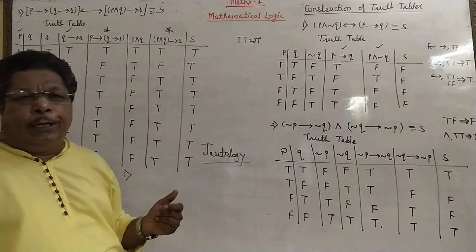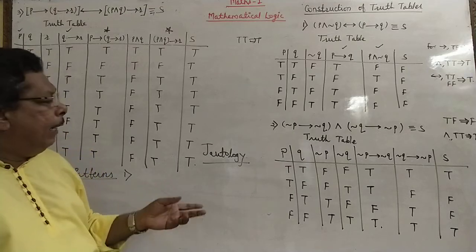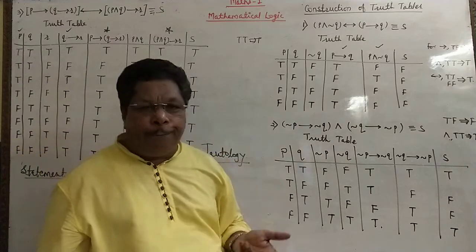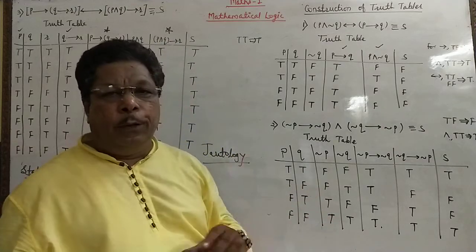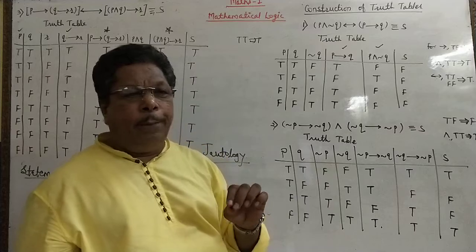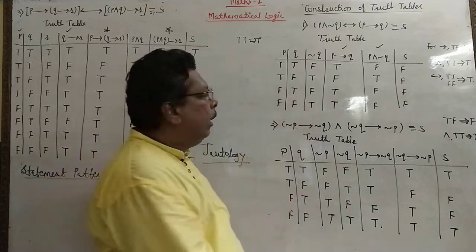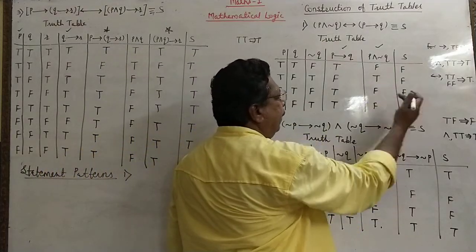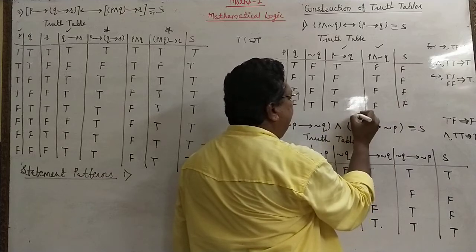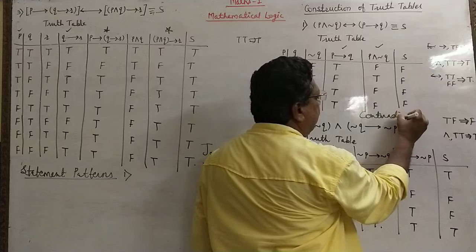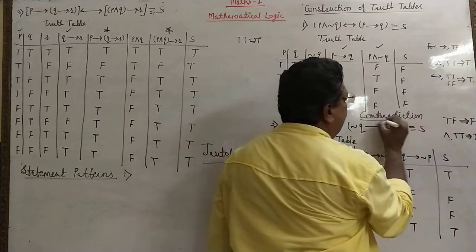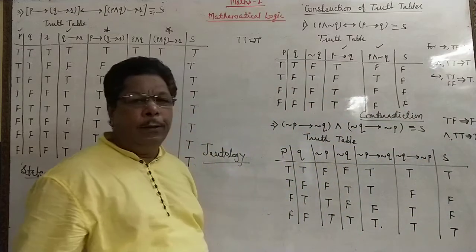Second one is contradiction. What is meant by contradiction? If all the entries are F's in the last column of the truth table, then such a statement pattern is called contradiction. Now see, all are F, therefore this given statement pattern is a contradiction.